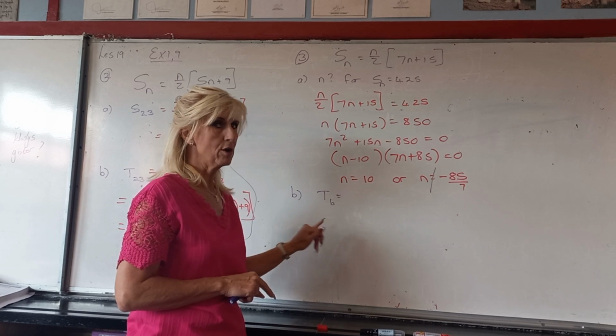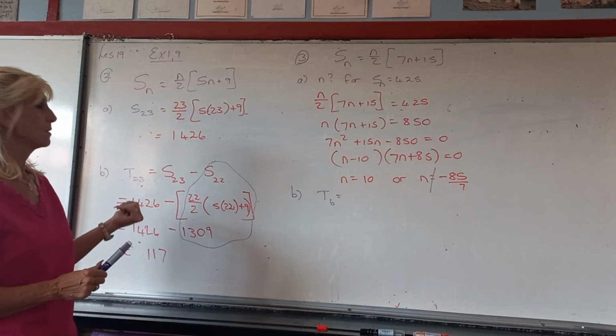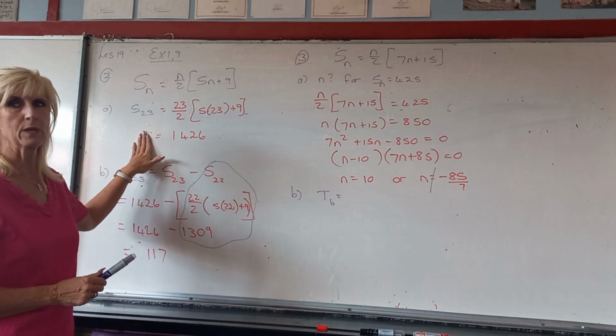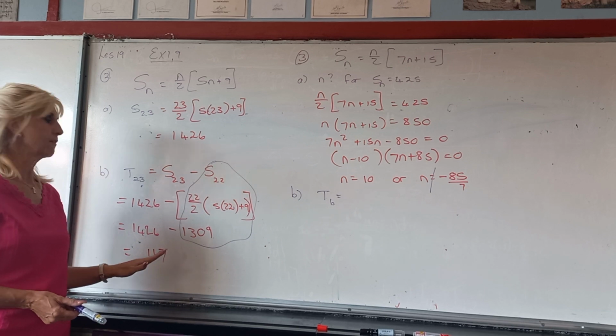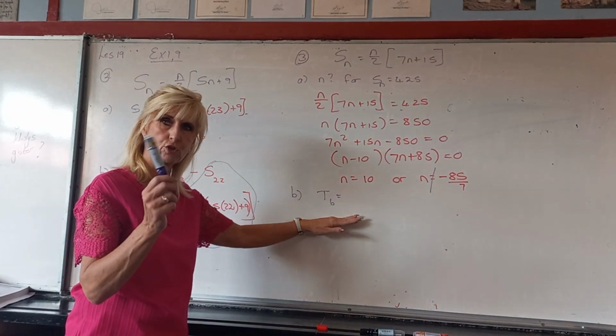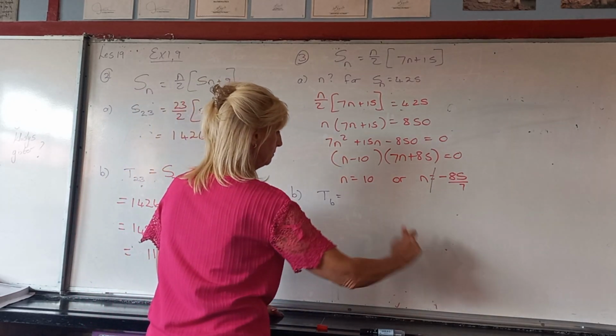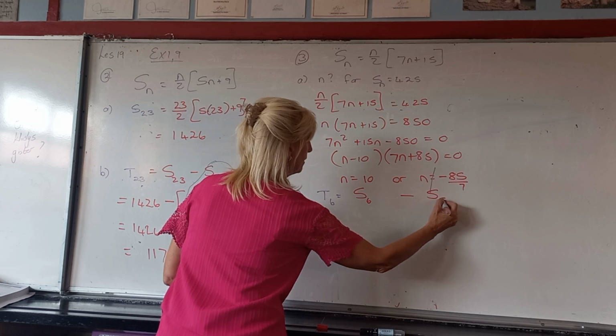Question just now asks for T6. So they're not leading you like they did here. This one they led you by saying first go get S23. They could have even said get S22. Then said find term number 23. Now they tell you nothing. So you should know that you must do what? Sum of 6 minus the sum of 5.